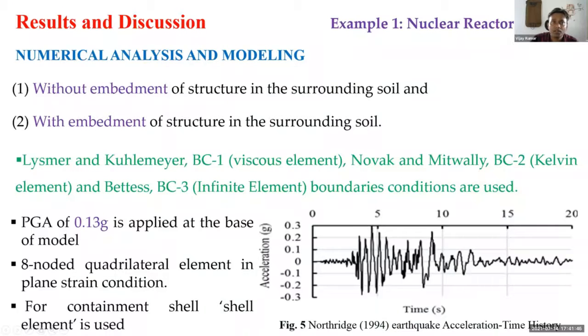Now come to the first example, the nuclear reactor building. Two effects, without embedment and with embedment, have been studied with three boundary conditions. First is the viscous boundary condition, second the Kelvin element boundary condition, and third the infinite element boundary condition. These boundary conditions were used with the Northridge 1994 earthquake with a PGA of 0.13g, which was applied at the base of the model. For modeling of the soil, an 8-node quadrilateral element was used in the plane strain condition using Abaqus. And for the containment cell, meaning the structure part, a shell element was used for the finite element mesh generation.